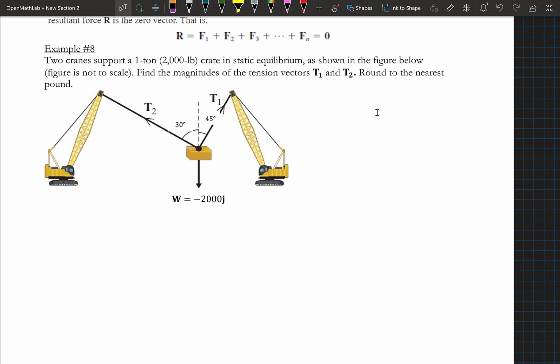Right. So we have this diagram, and the scenario is that two cranes support a 1-ton, 2,000-pound crate in static equilibrium as shown in the figure below. The figure is not to scale. And then find the magnitudes of the tension vectors T1 and T2, rounded to the nearest pound. Right. So what we're after, the goal, is to find the magnitude of T1 and the magnitude of T2.